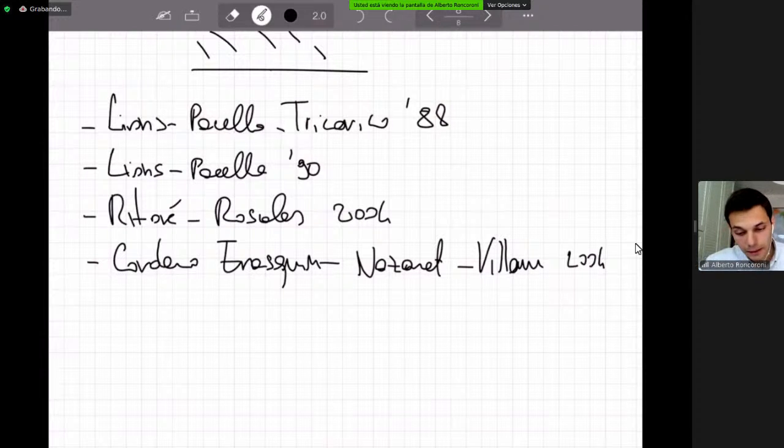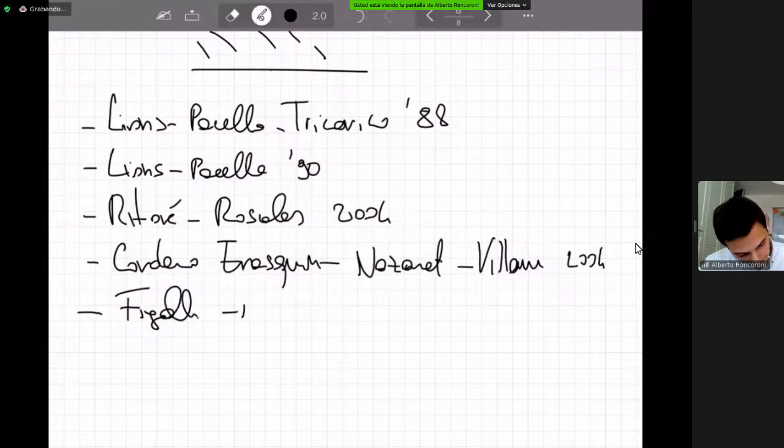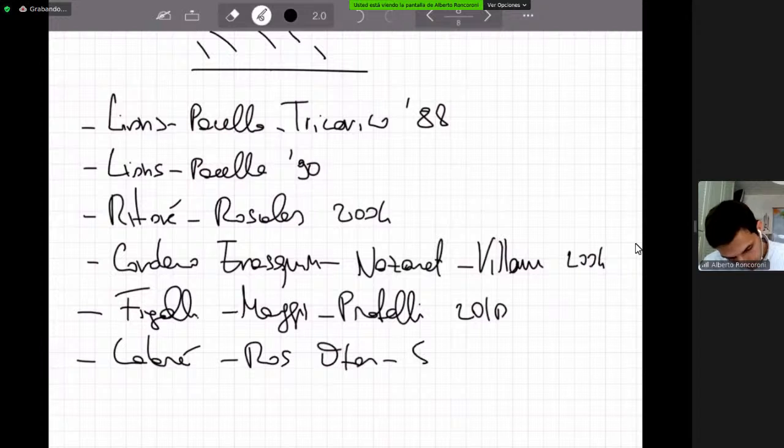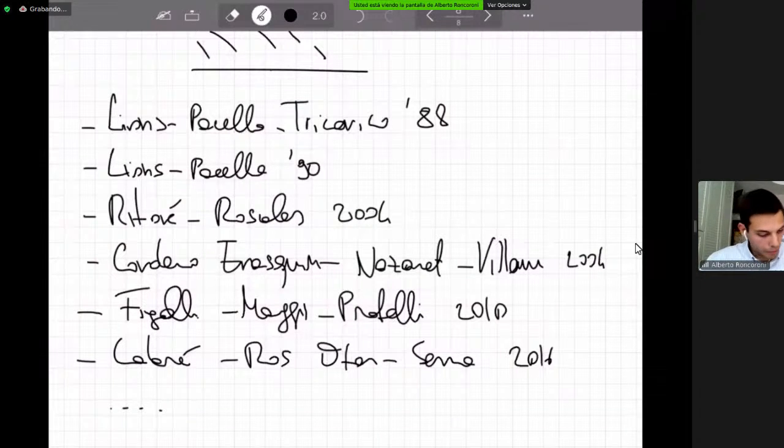Okay, for example. Then there are more recent papers, such as the one by Figalli, Maggi, and Pratelli of 2010, and finally the one by Cabré, Ros-Oton, and Serra, 2016. For example, in this last paper they studied the Sobolev inequality in convex cones with an anisotropic norm. Okay, so of course many others. So what was the state of the art?